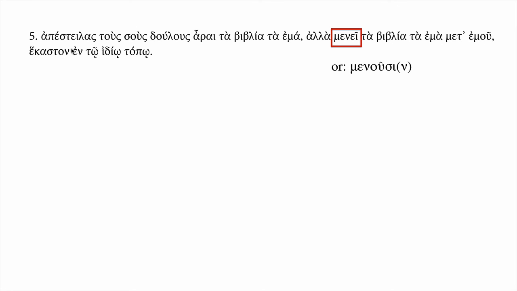Hekaston, each, using the neuter because book is neuter. En takes the dative, to idio topo. Topos is place, idios is the adjective for its own, his own, her own: each in its own place.